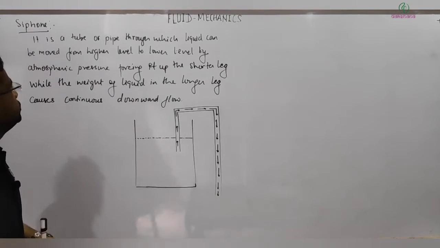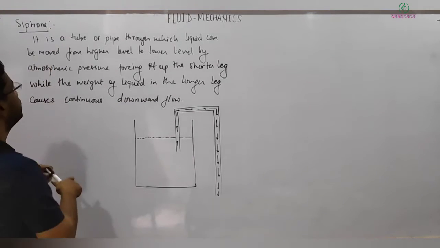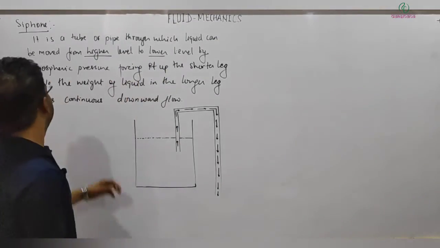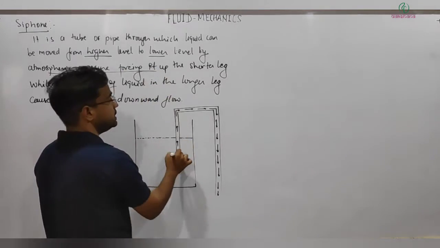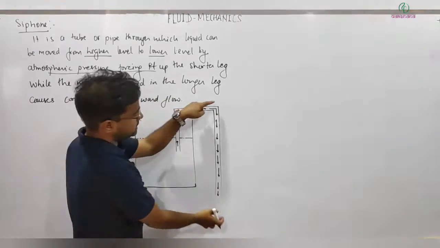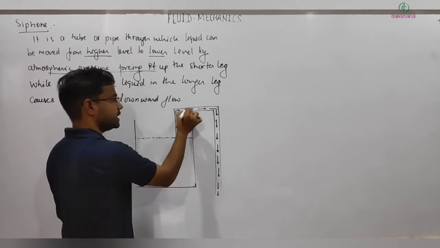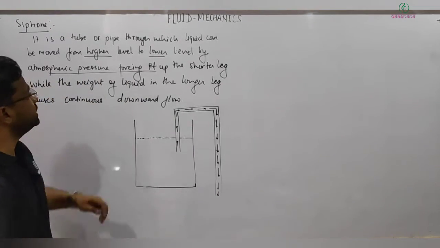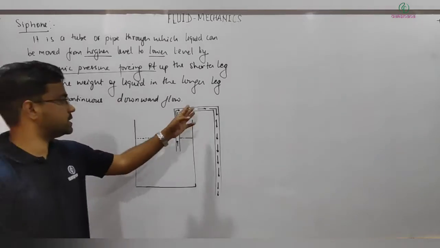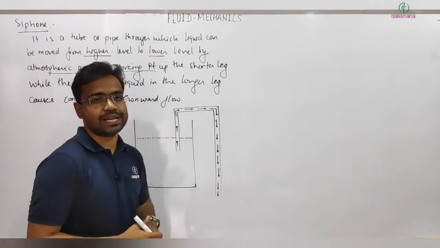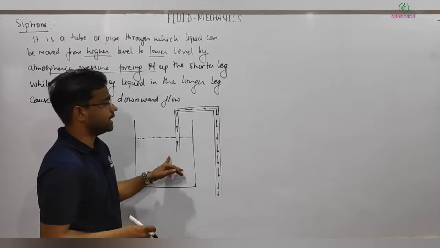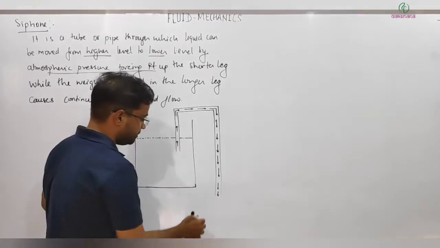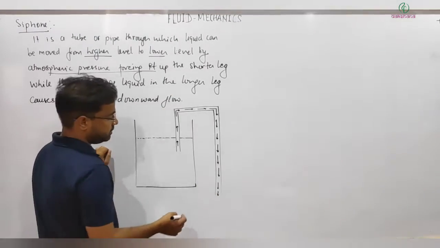So we can define it as a tube or pipe through which liquid can be moved from a higher level to a lower level by atmospheric pressure forcing it up the shorter leg. So this is the shorter leg, and one is the longer leg. Atmospheric pressure forces it up the shorter leg, while the weight of liquid in the longer leg causes continuous downward flow. This is termed a siphon. Here we need to understand what exactly the pressure is here, and what the velocity will be here, on what factors exactly it will depend.